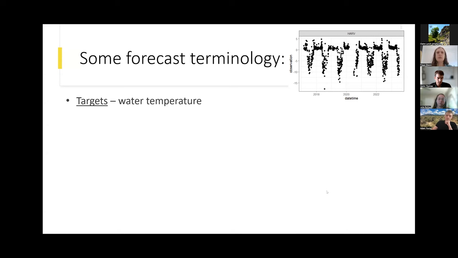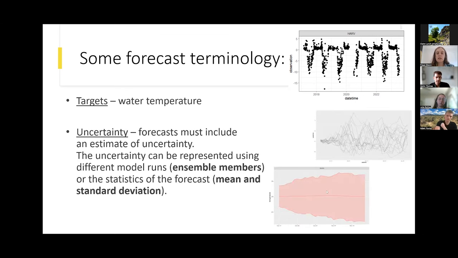In this case, our target is water temperature. And specifically for the lakes, now lakes have a depth and water temperature changes across that depth. But for the challenge specifically, we're looking for the temperature of the surface of the lake. So that is our target for today. The next important thing to think about is uncertainty. Forecasts are inherently uncertain, and there needs to be some estimate of this in your forecast submission.